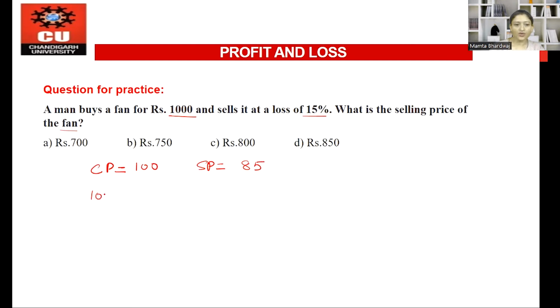So cost price we have assumed as 100, but the actual cost price is given to us as 1000. It means 100 units equals 1000. So 1 unit will be equal to 10. And we need to find the value of 85 units, which will give us 850. So the selling price of the fan comes out to be rupees 850. I hope the concept is clear.